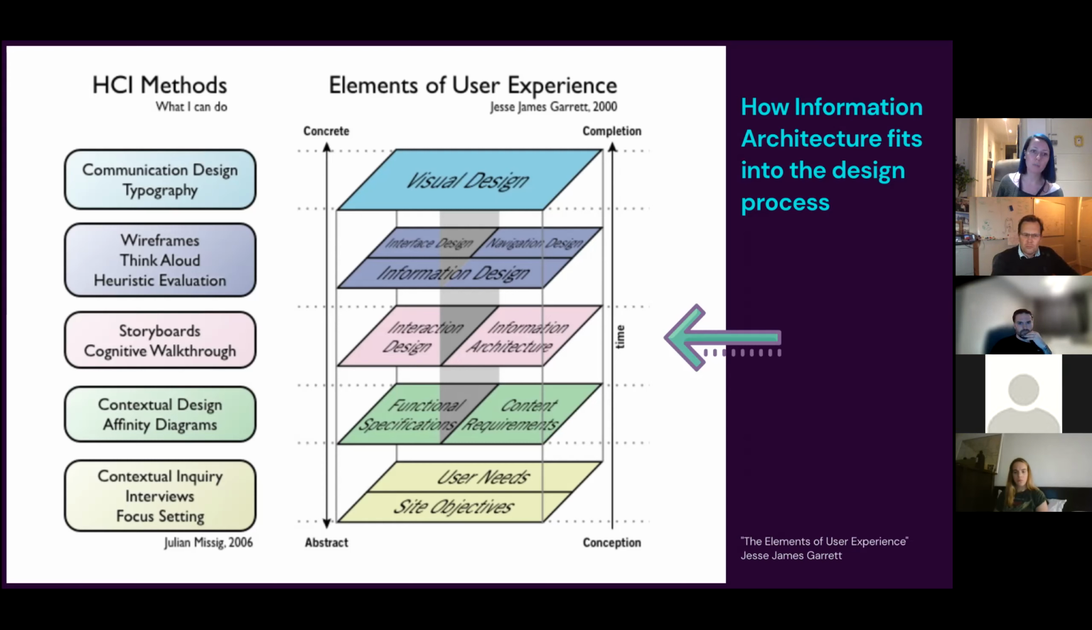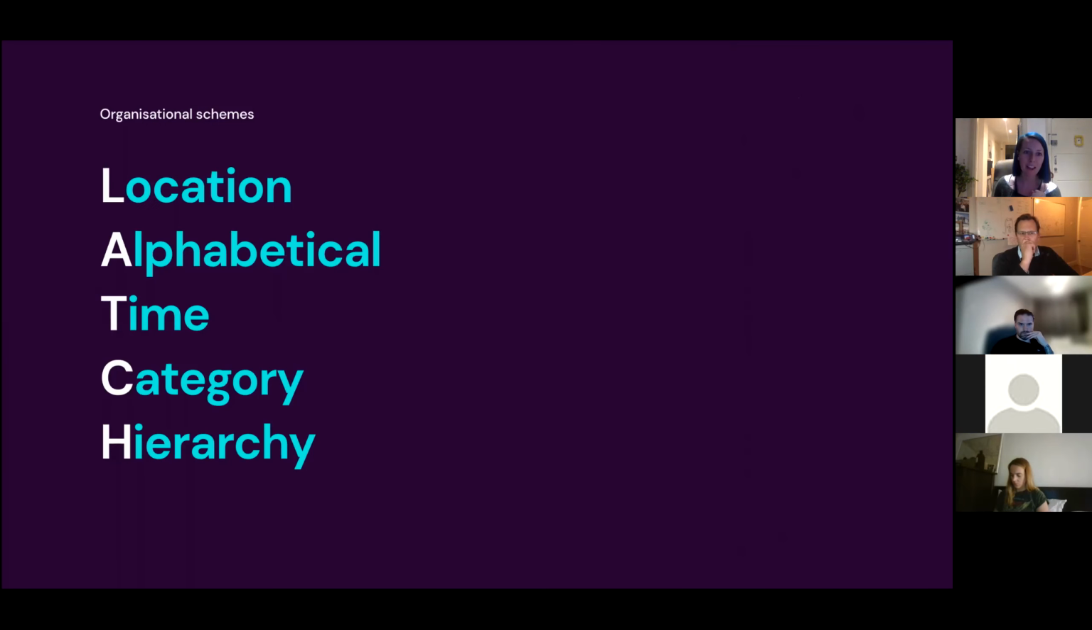Now, one of the big things with information architecture is it's ultimately how we structure information and how we categorize it. And luckily, we have a very easy framework to remind us how to do this. So these are called organizational schemes. There are only 5 ways to organize information, to organize content. You can do it by location, alphabetical, time, category, and hierarchy. Okay, and you can mix these things together. That's fine. You can have multiple schemes together, but really you only have these 5 to choose from, which makes things very easy.